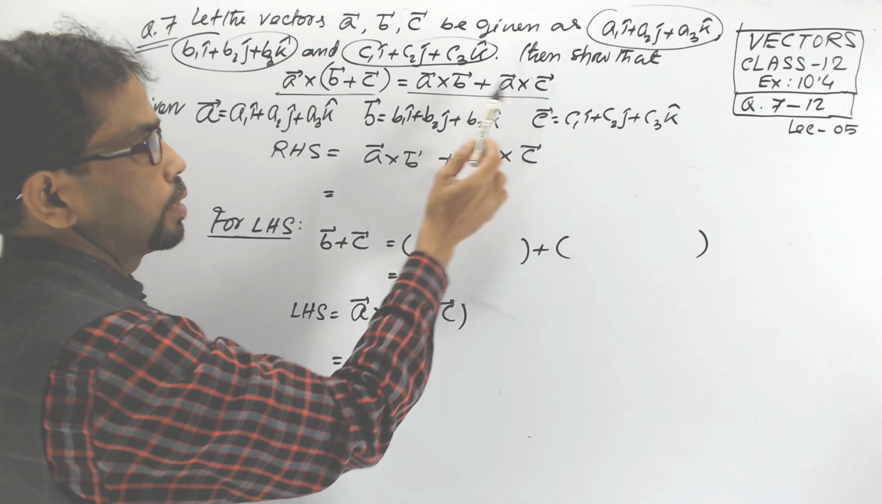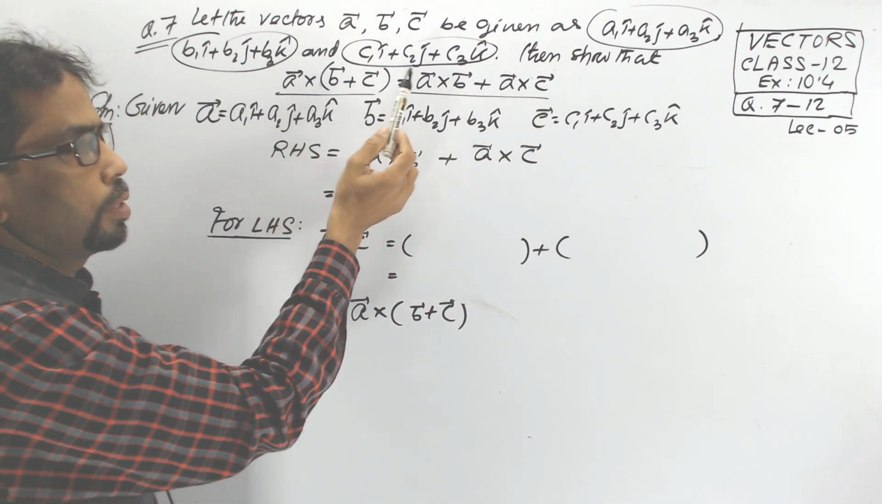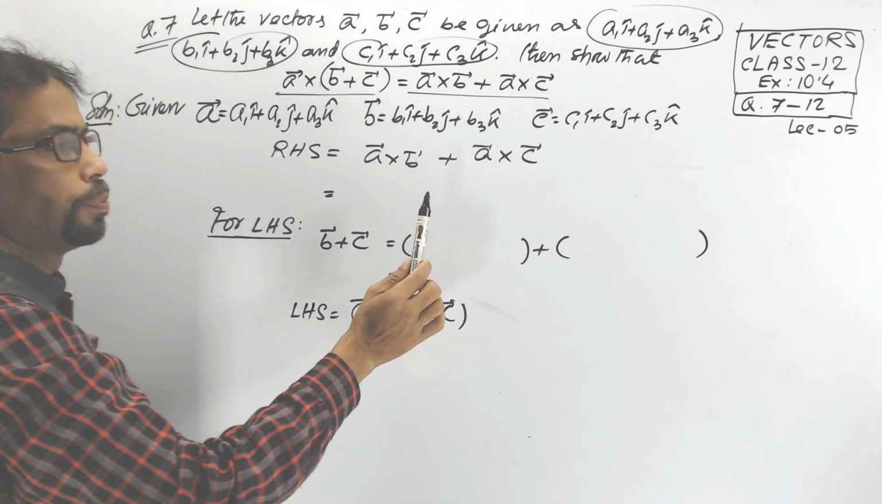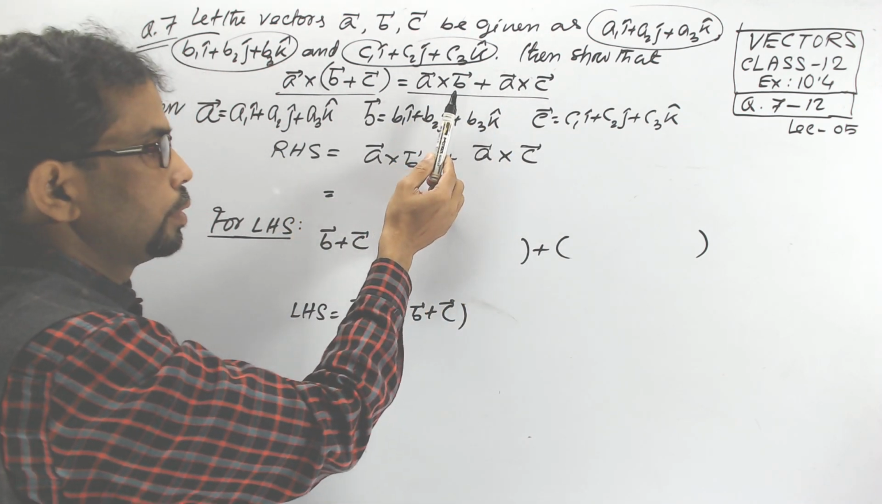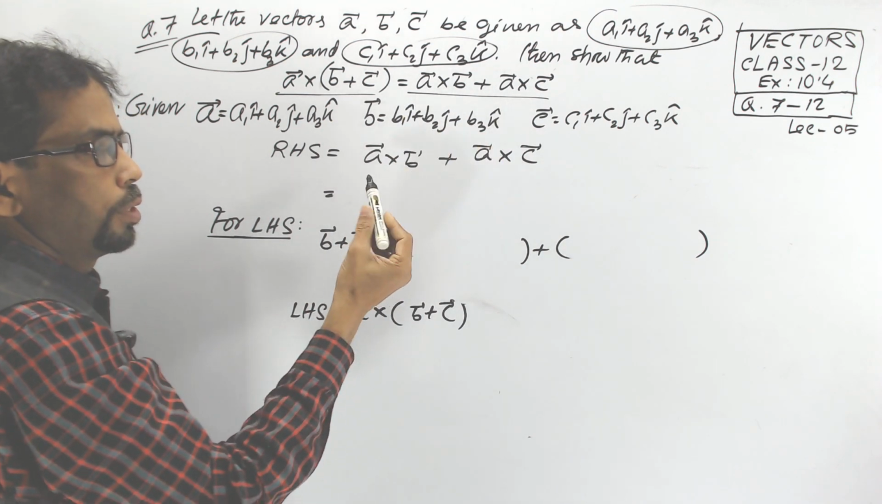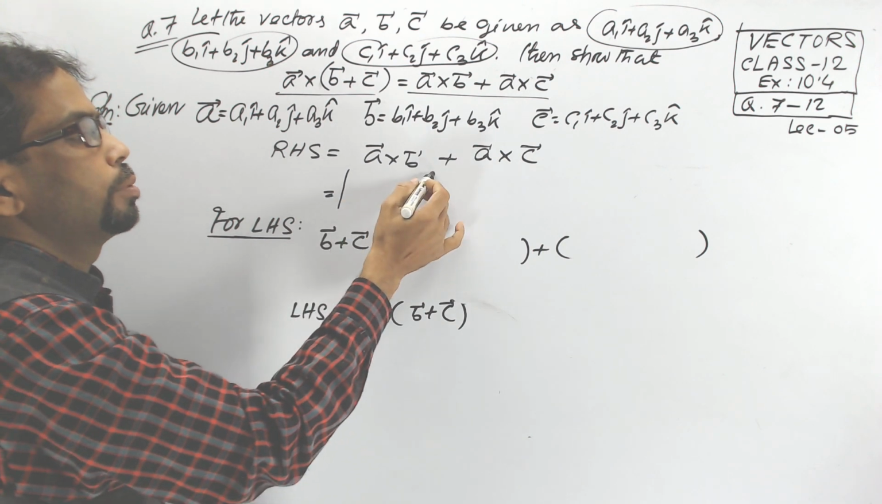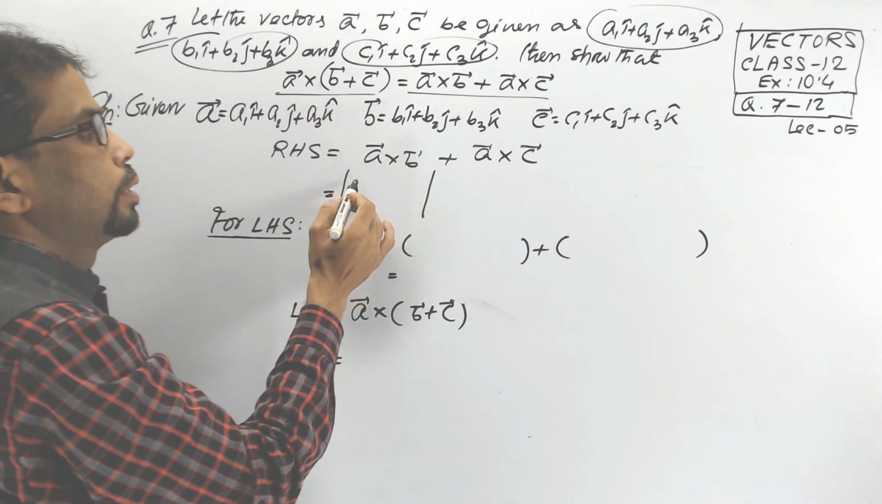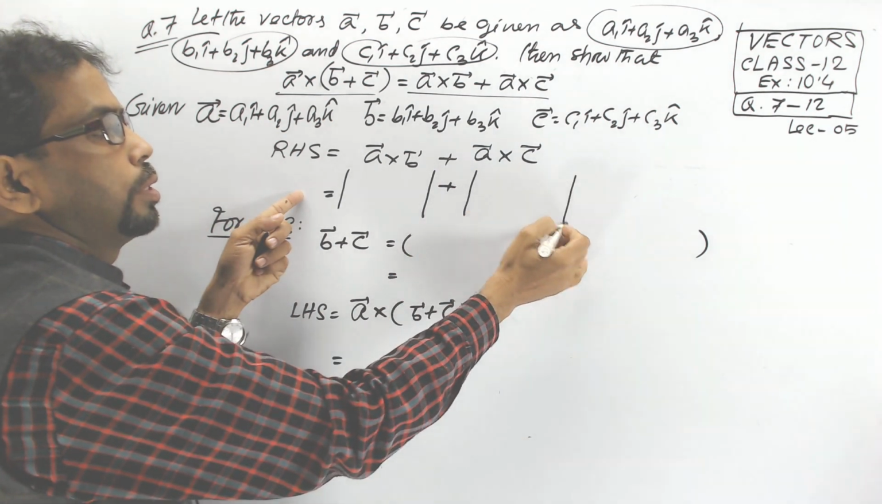You are asked to prove this LHS equal to RHS. This is actually the distributive property: A cross (B plus C) is A cross B plus A cross C. At first I am finding the right hand side. It is A cross B plus A cross C. We have learned in the previous videos that the cross product is made by a determinant.